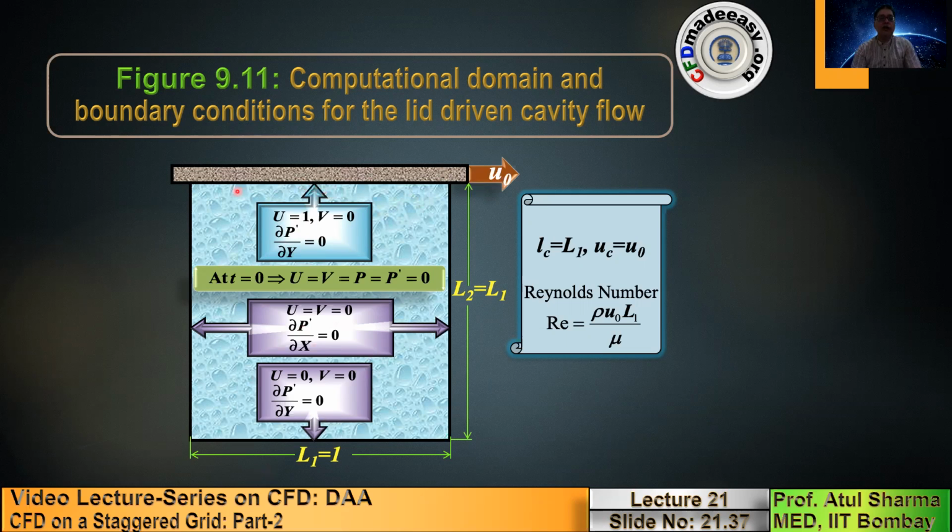Here again, note that you are given the value of the normal velocity for this horizontal wall, which is v equal to 0. So when v is 0, v prime is 0. When v prime is 0, m dot prime is 0. And when m dot prime is 0, del p prime by del y is equal to 0, which is used here as the boundary condition.